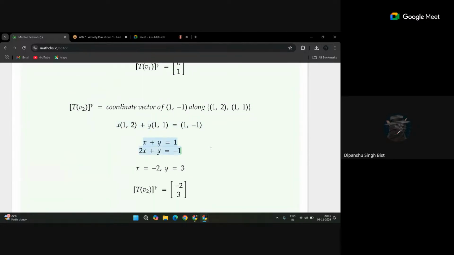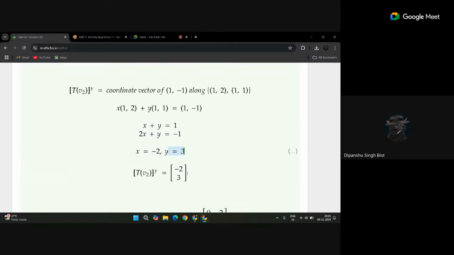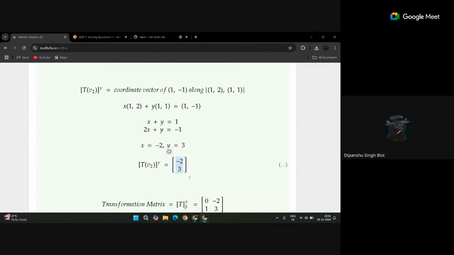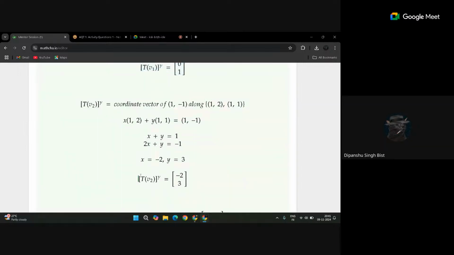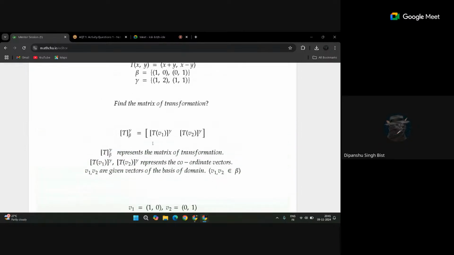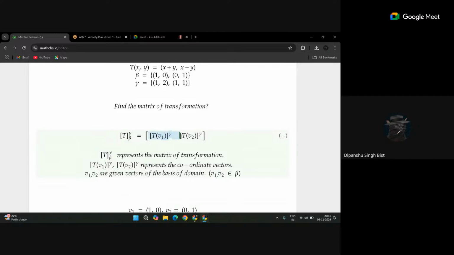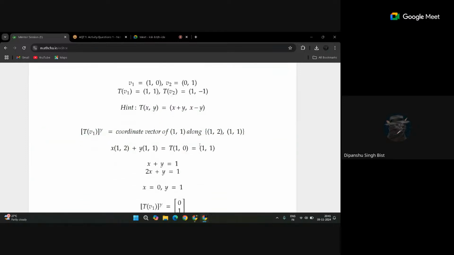Okay, that would give me two equations. From here also I'll get the values of x and y, and I'll represent those values of x and y as my coordinate vector. And once I have both the coordinate vectors with me, as we previously mentioned, I just need to arrange those coordinate vectors inside a matrix.